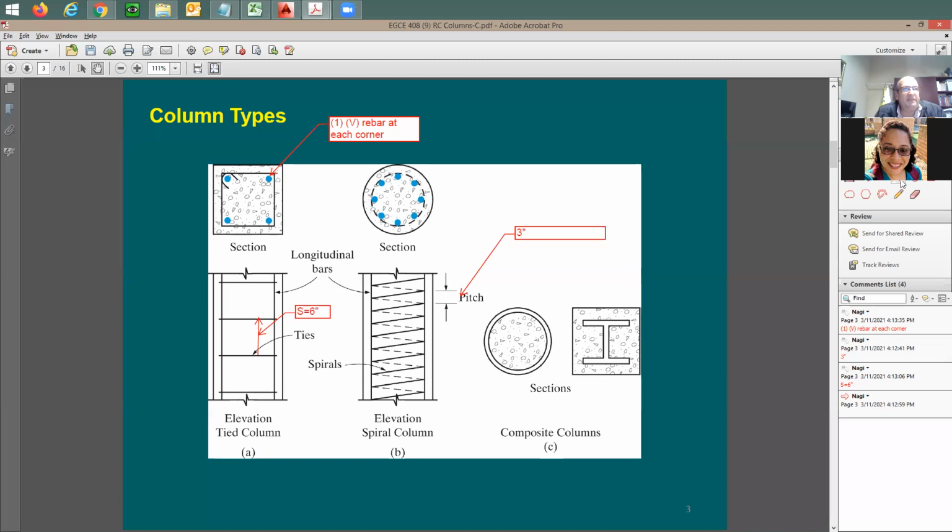This column is mainly going to be exposed to axial load. So axial load is going to be coming like this. Same thing for this column, the spiral column, exposed to axial load.